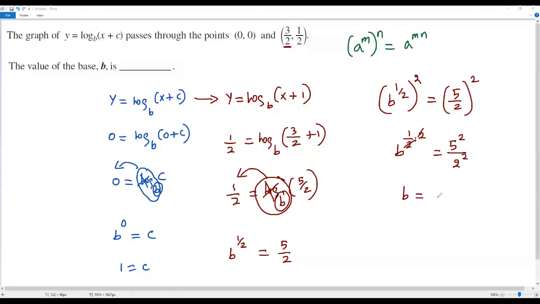b to the first power is just b, and 5 squared is 25 over 2 squared, which is 4. When I divide 25 by 4, I get 6.25. The value of the base b in the given logarithm is 6.25.